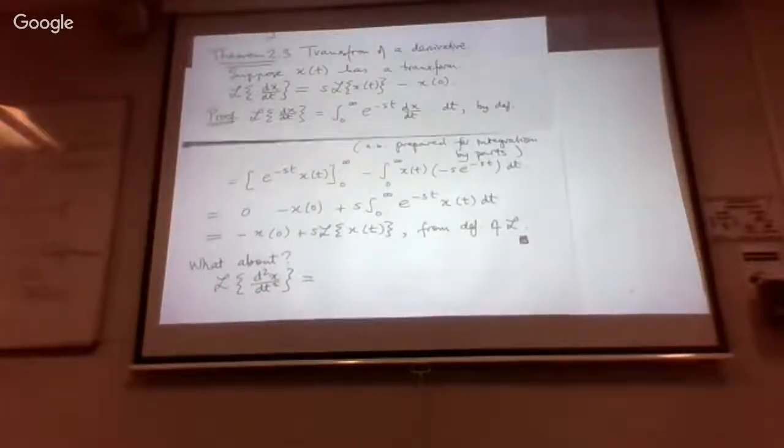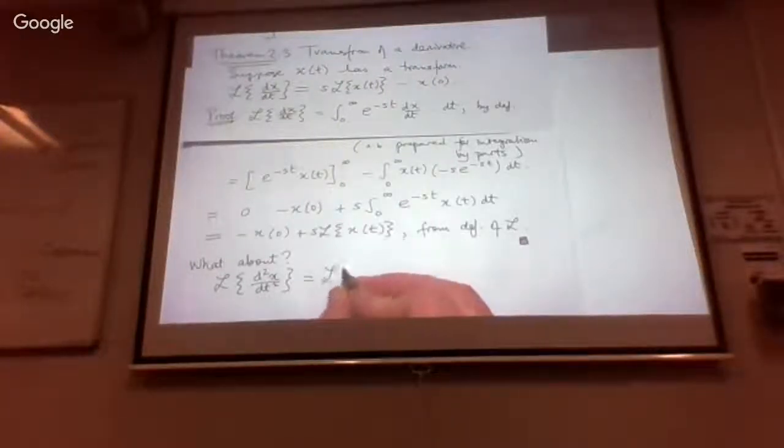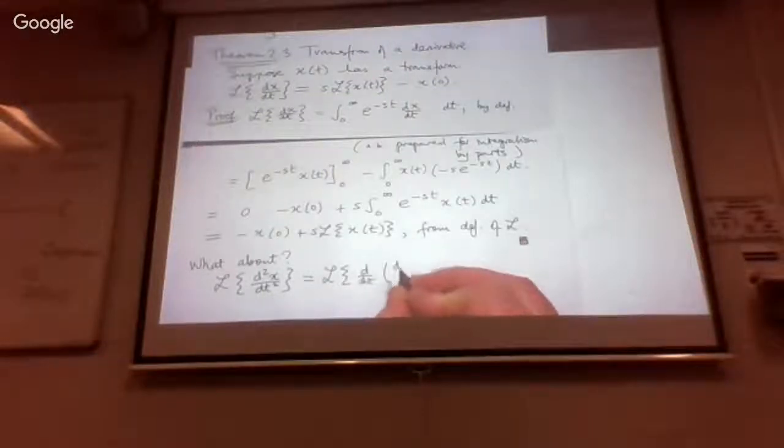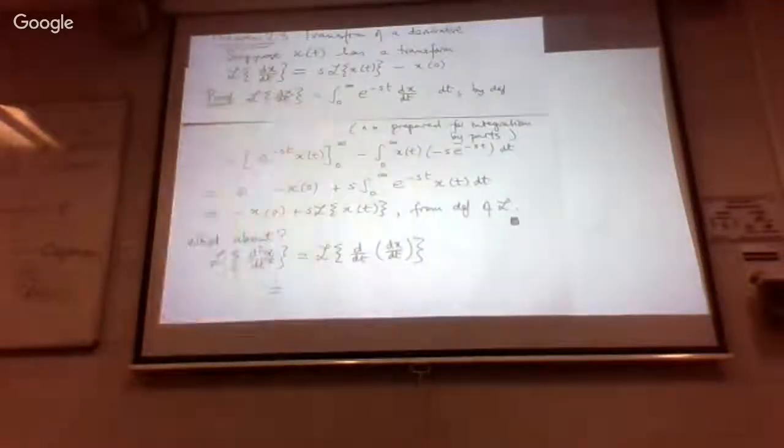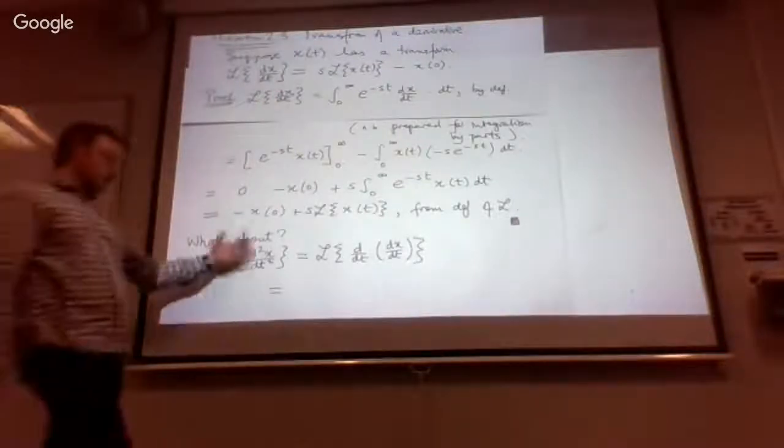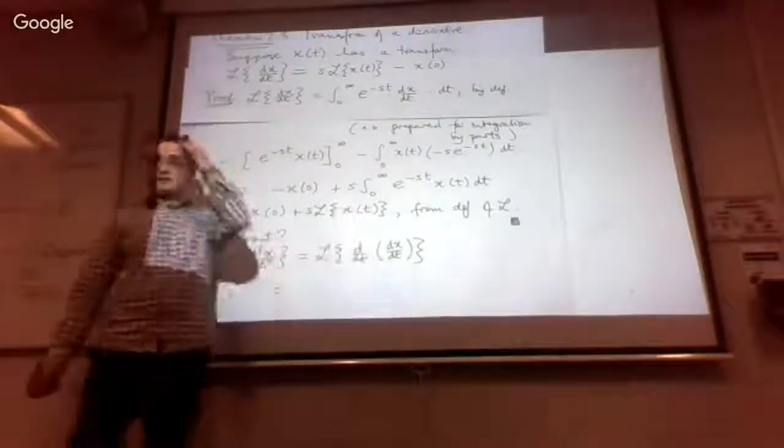Well, I don't have to. I've already assembled enough properties of L. Because what is the second derivative? It's the first derivative of the first derivative. So it's d dt of dx dt. Agreed? That's true. The second derivative is just the derivative of the derivative.